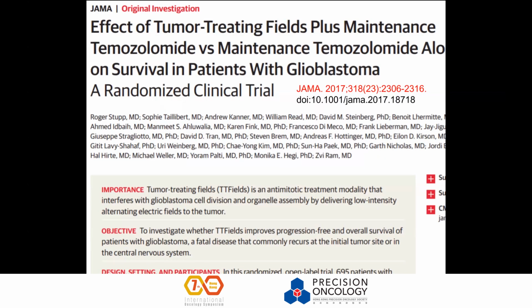This is a subsequent paper, after all the patients finished their treatment and continued follow-up until either they passed away or the last censor of their clinical status. A total of 695 patients. Both papers were published in JAMA: one in 2015, and the complete data in 2017.